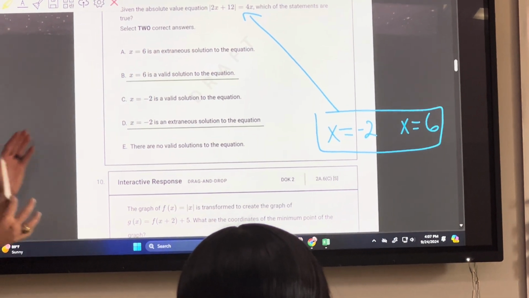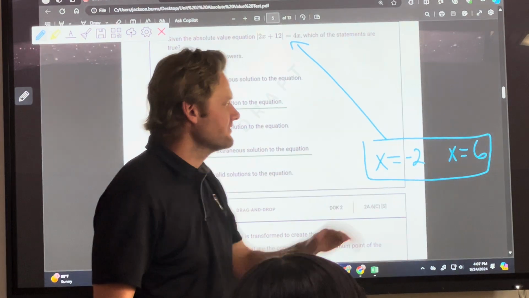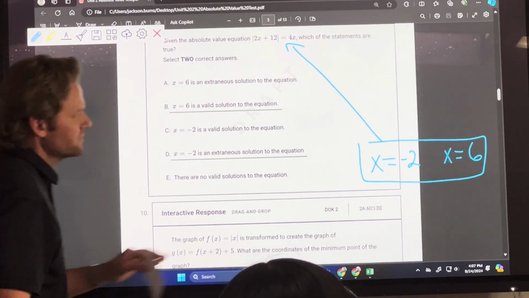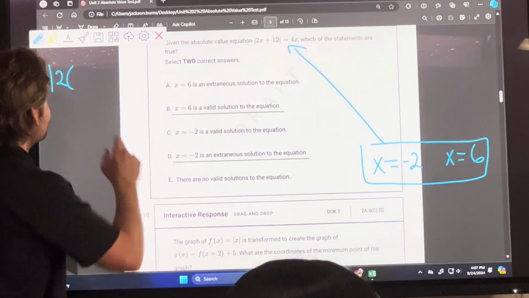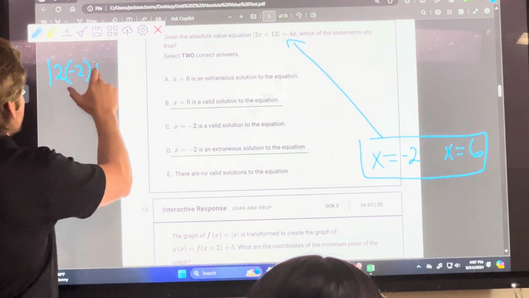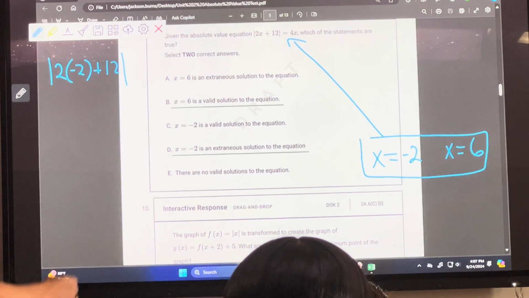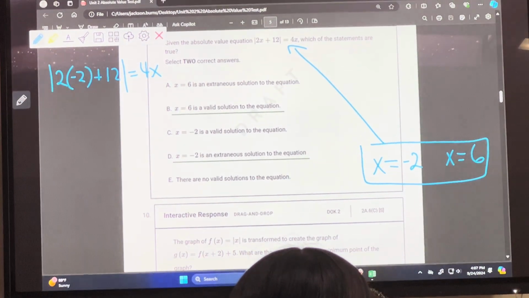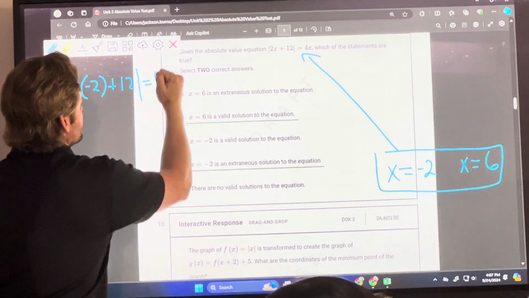So if you're going to make a mistake, it's subbing into your work right there. These have got to go into the very original equation. So the first one I'll check, I'll do the negative 2. So you're going to sub in. It's a negative. Make sure you use those parentheses. All right, so I get 2 times negative 2, absolute value, plus 12, equals your 4x, right? Which my x is a negative 2.